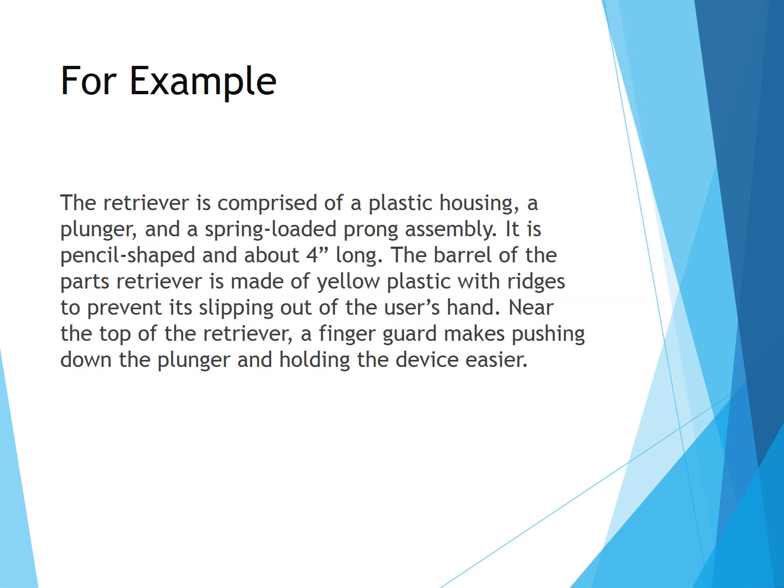He continues with talking about ridges that prevent it from slipping out of the user's hand and so forth, and a finger guard. So here we've gotten into some literal description, and he's gotten into some spatial relationship. He talks about the barrel, and then he works his way up to the finger guard at the top. So it's top to bottom. Though we're also kind of getting an idea of what's going on the inside by saying that it's a spring-loaded prong assembly as well.